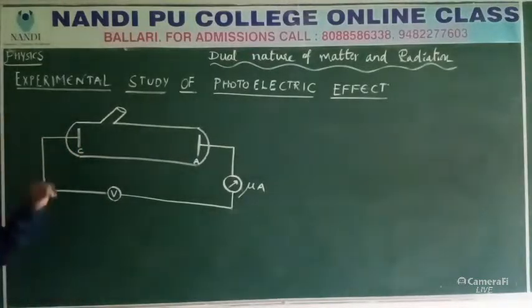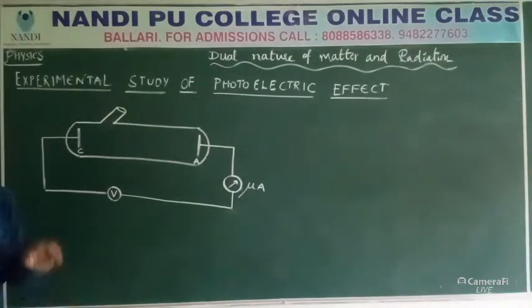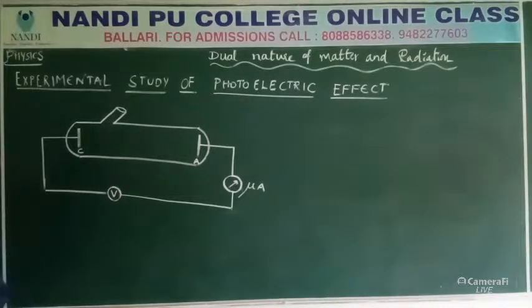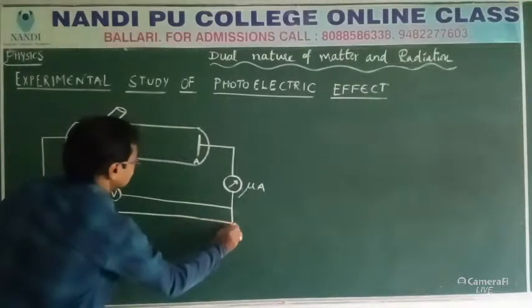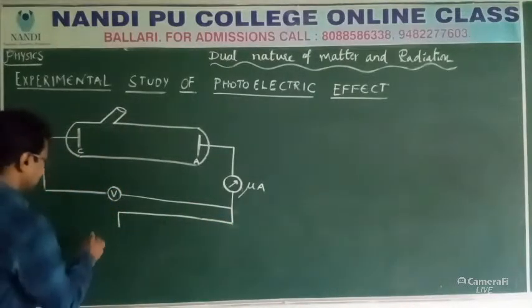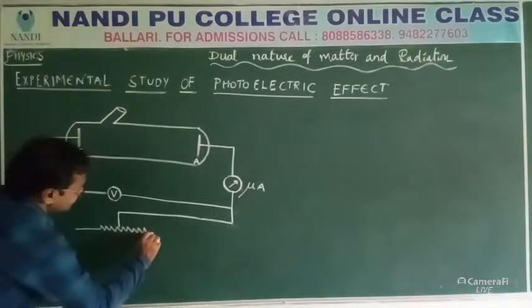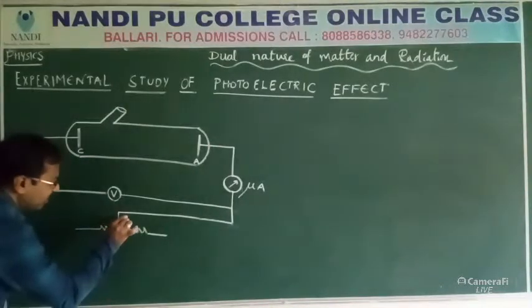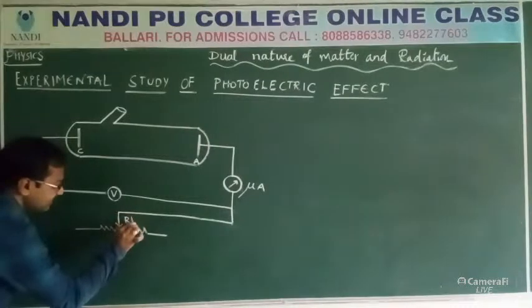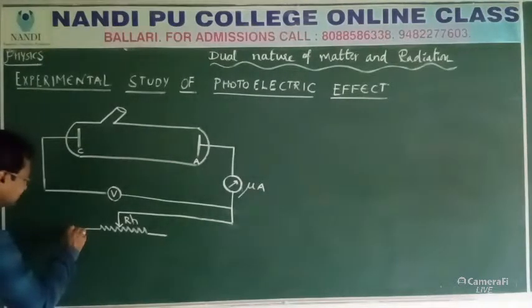Okay children. The potential difference between cathode and anode can be varied, can be changed by using a rheostat, that is called a potential divider. This arrow mark is there, you know, this is called a rheostat, RH.